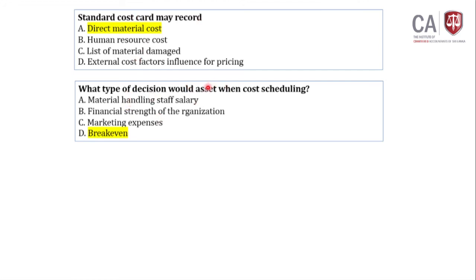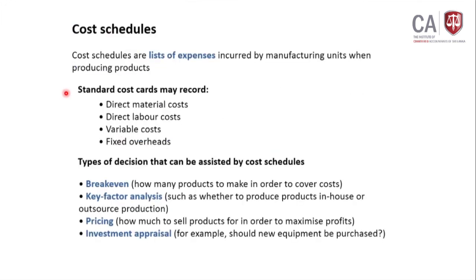What type of decision would be assisted by cost scheduling? What are the decisions? They should be assessed, right? When you are deciding on the cost scheduling, what decision will be taken? Here we talk about that. There are 4 decisions. What will be the break even? Key factor analysis, pricing, and investment. So those are the four types of decision.